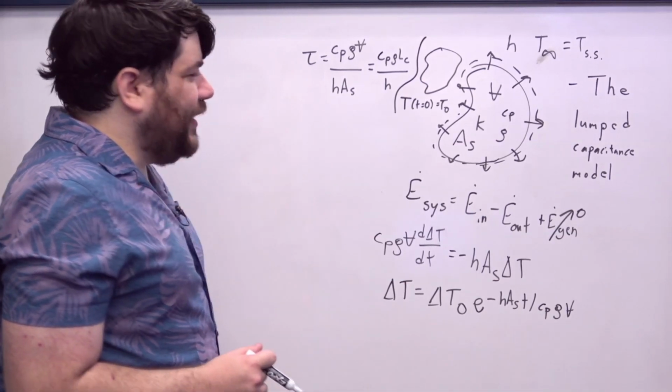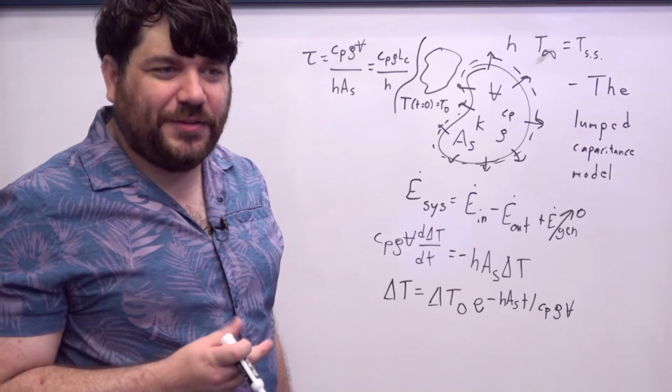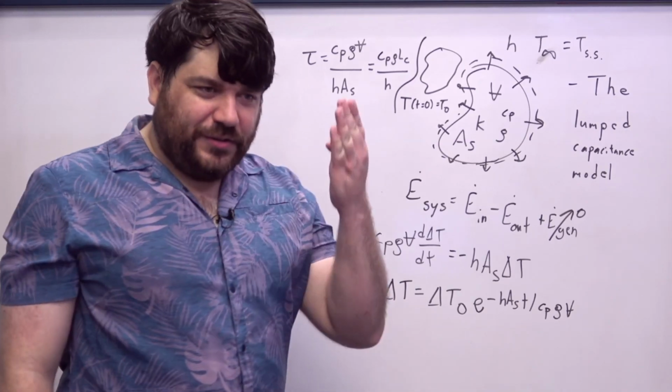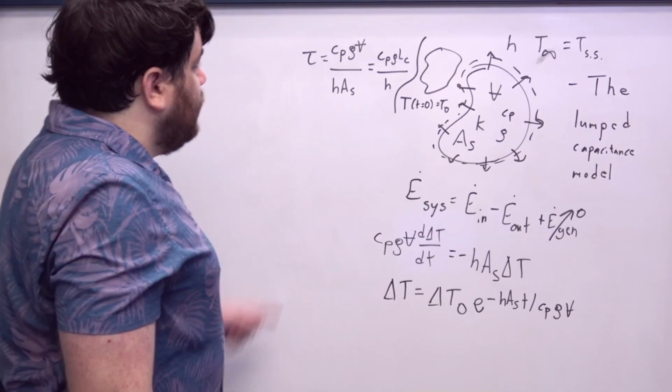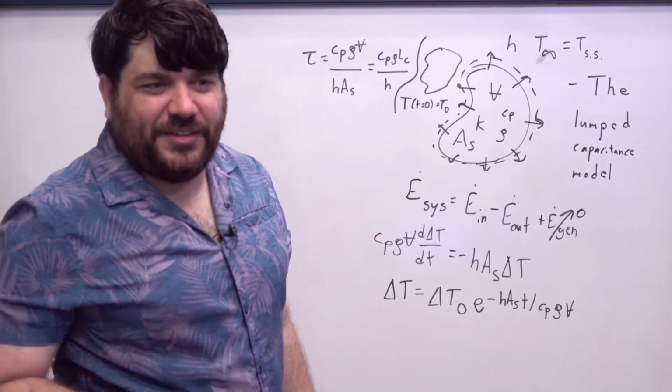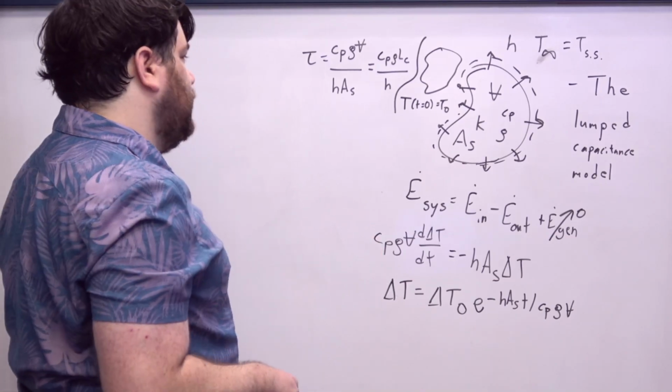And the larger this value is, the longer it takes for the system to equilibrate, right? The longer it takes for this temperature difference to mellow out. The smaller it is, the quicker it'll equilibrate. And does that make sense? Can we analyze this expression to see whether or not it's true?